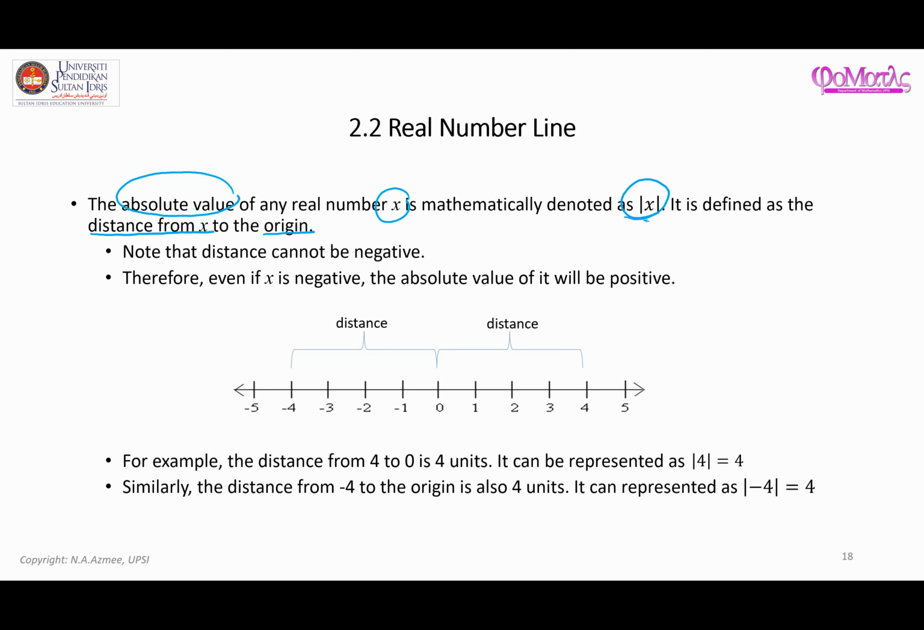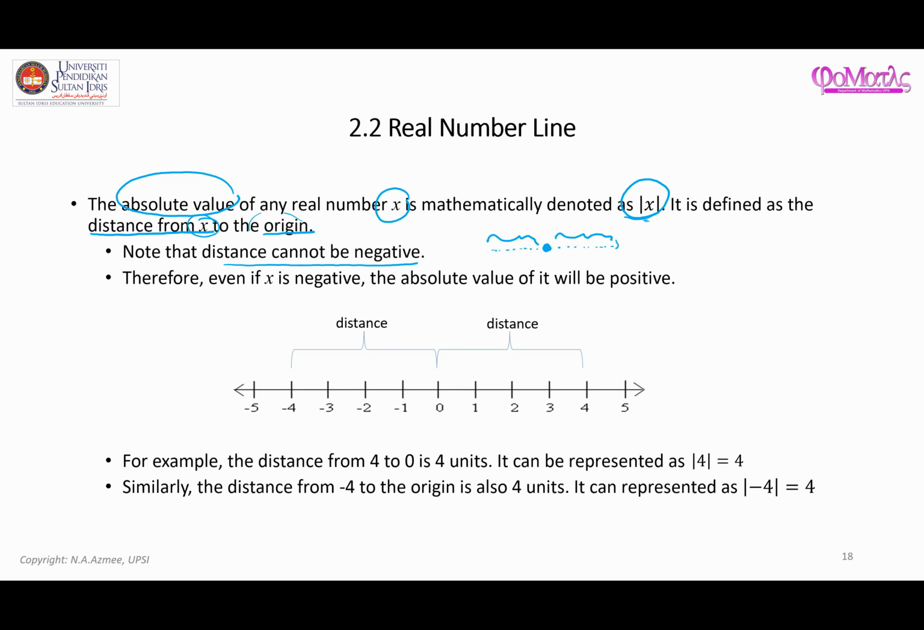Because of that, distance cannot be negative. You can imagine if you are at some point of origin here, if you move in either this way or that way, then only you will get some sort of a distance. But if you don't move at all and you remain at this origin point, your distance is going to be 0. So distance is the measurement from one point to the origin.